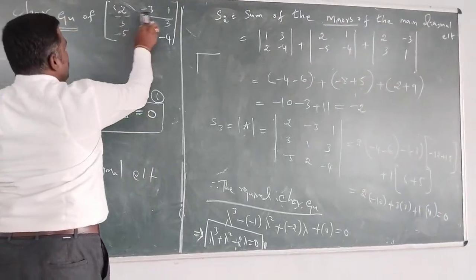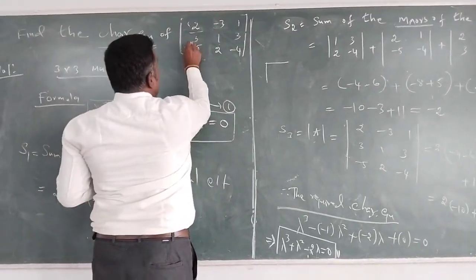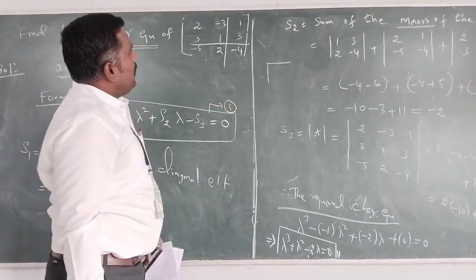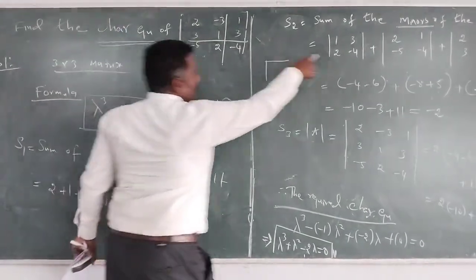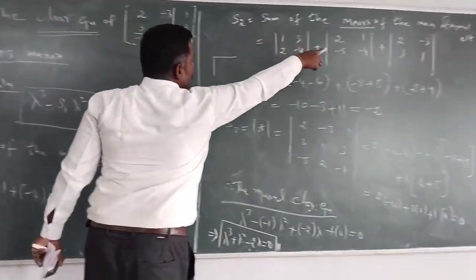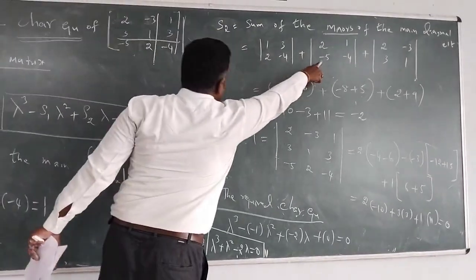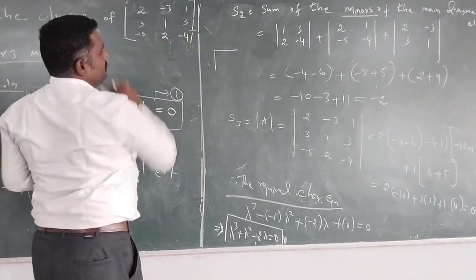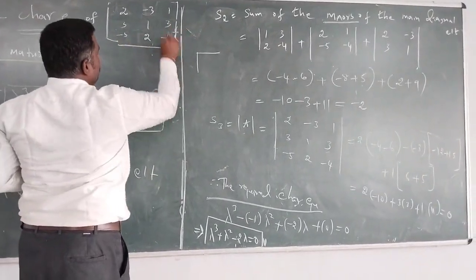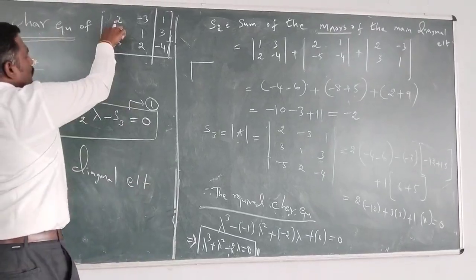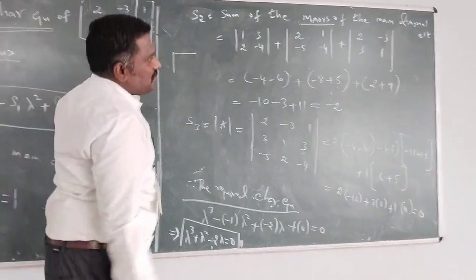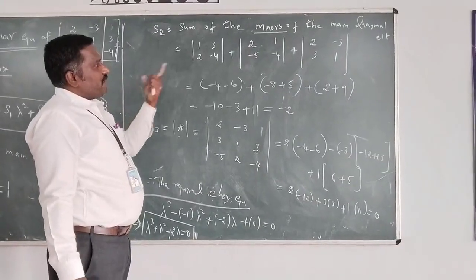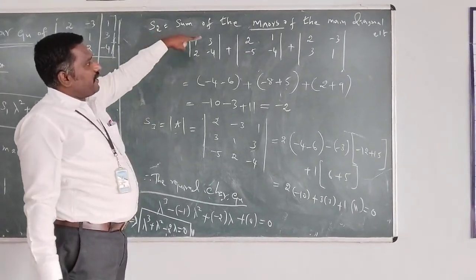Second, deleting the second row and second column, what is remaining? The remaining elements are 2, 1, minus 5, minus 4. Next is the last value. Deleting the third row and third column, what is remaining? 2, minus 3, 3, 1. S2 is the sum of the minors of the main diagonal elements.